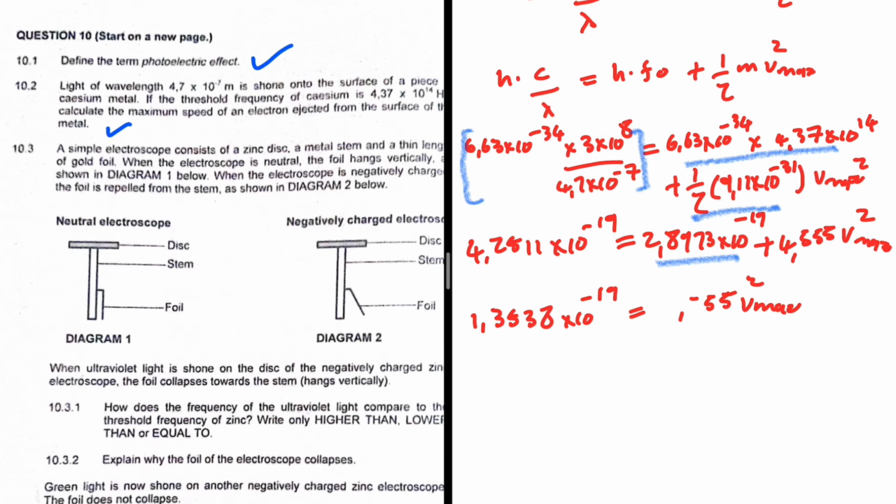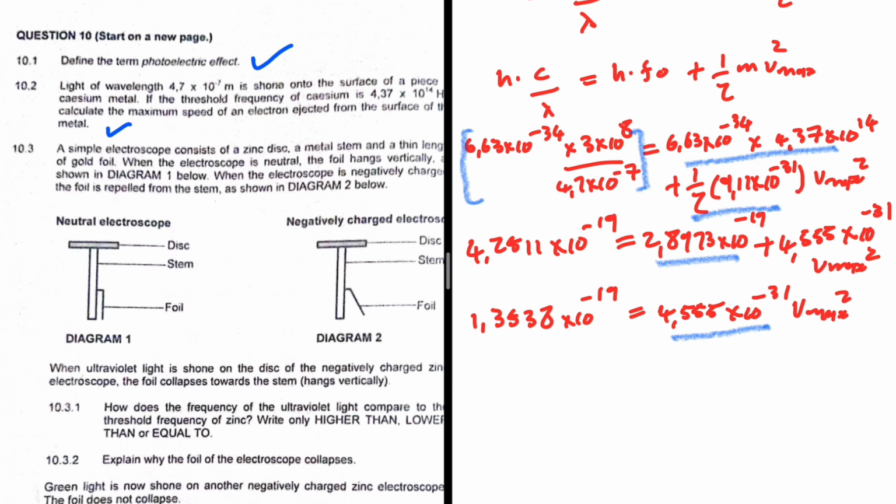Okay, I see the mistake I'm making here. I was surprised. This is 4.555 times 10 to the minus 31 V max squared. So we are dividing both sides by 4.555 times 10 to the minus 31.